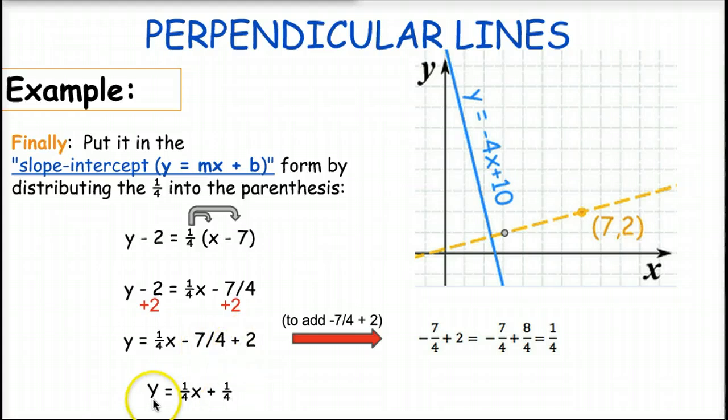So our final equation for this orange dashed line is y equals 1/4 x plus 1/4. You can see the y-intercept looks to be about 1/4. It's not at the 1 yet. And if I look between these two points on the orange line and count the slope, if I start at this bottom point and count up 1, I have to go over 1, 2, 3, 4 to hit the next point. So I know the slope is in fact 1/4, and I've calculated it correctly.